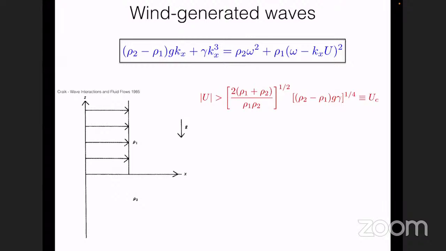Rho1 is approximately 1, Rho2 is approximately 1000, g is approximately 10, and gamma is 17 to the power minus 3. So can someone just substitute these values and tell me what is an approximate value for UC for an air-water system? Assume Rho1 to be 1, Rho2 to be 1000, and gamma to be 17 to the power minus 3. What do you get for UC?